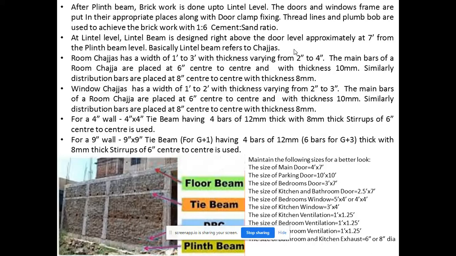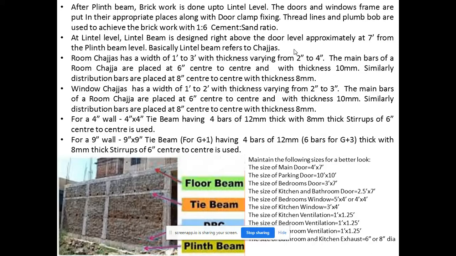Room chajjas have a width of 1 feet to 3 feet with thickness varying from 2 inch to 4 inch. The main bars of the room chajja are placed at 6-inch center to center and with thickness 10 mm. Similarly, distribution bars are also placed at 8-inch center to center with thickness 8 mm. Window chajjas have a width of 1 feet to 2 feet with thickness varying from 2 inch to 3 inch. The main bars of the window chajja are placed at 6-inch center to center and with thickness 10 mm. Similarly, distribution bars are placed at 8-inch center to center with thickness 8 mm.